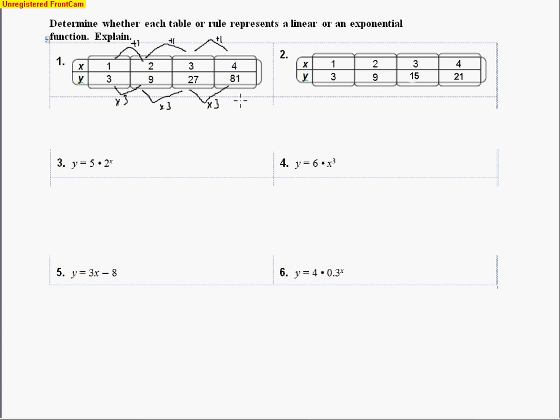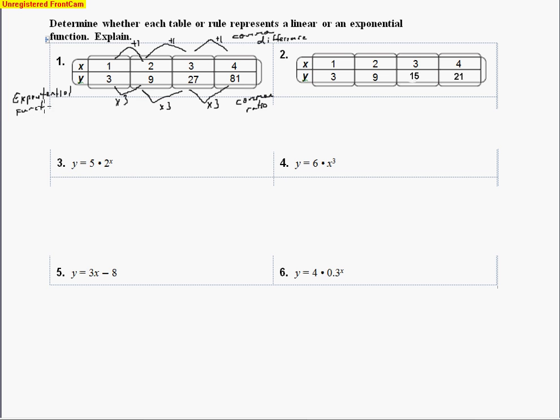So here we have a common ratio. A common ratio is what we see on the outputs, and the inputs have a common difference. And so if we have that scenario where we have a common difference for the x values and a common ratio for the y values, that means it's an exponential. So this is an exponential function.